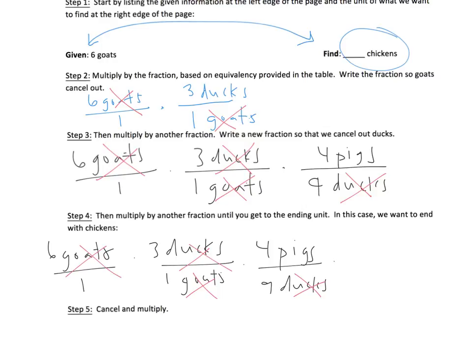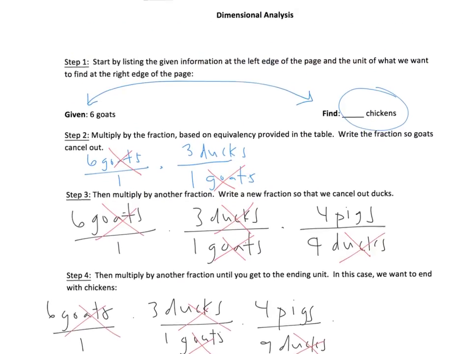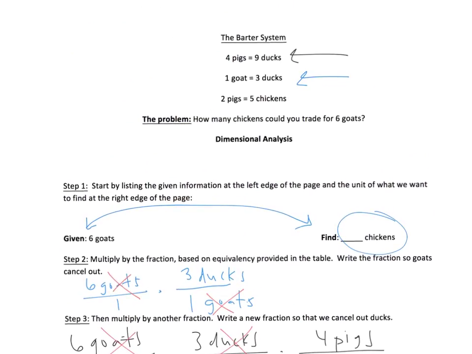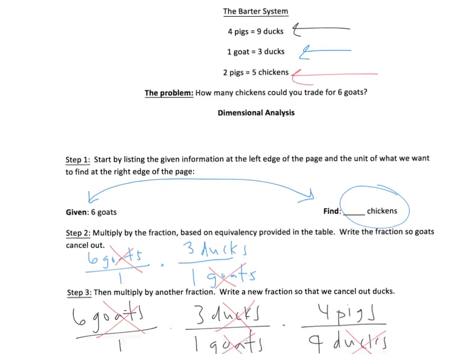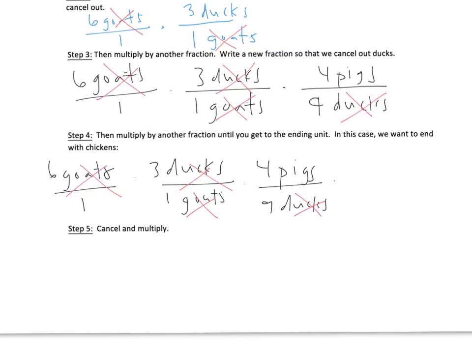So now, let's see here. We want to go from pigs. Is there a unit that we can get from pigs to chickens? You bet, right there, right? So 2 pigs equals 5 chickens. So I'm going to multiply and say 2 pigs is equal to 5 chickens. Now my pigs cancel out because those are cross products, and my ending result would be chickens.